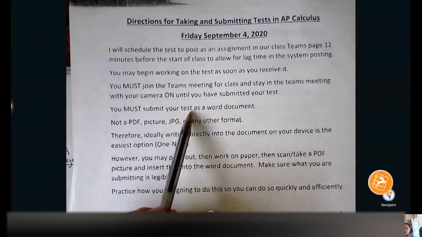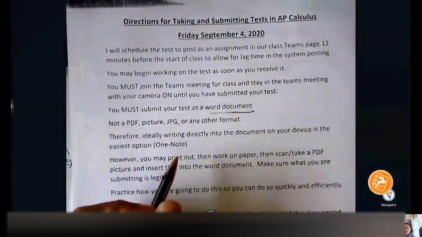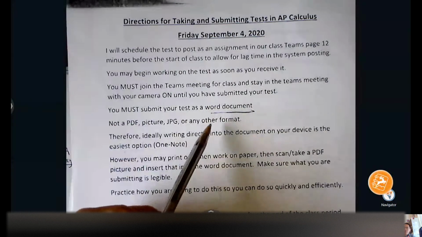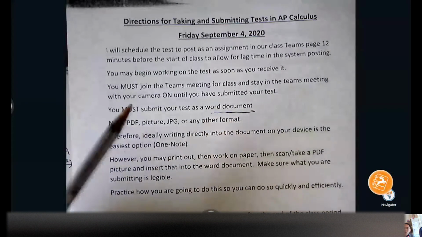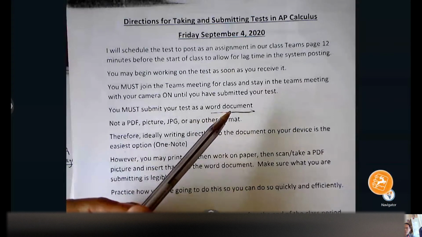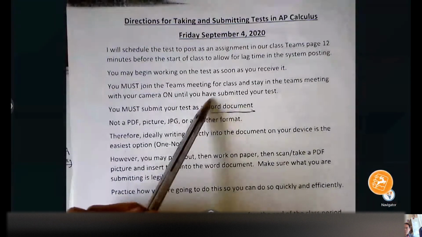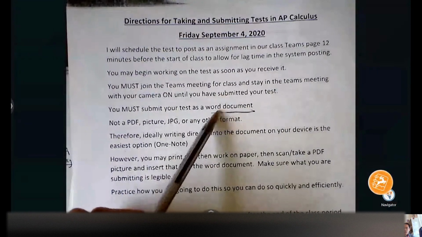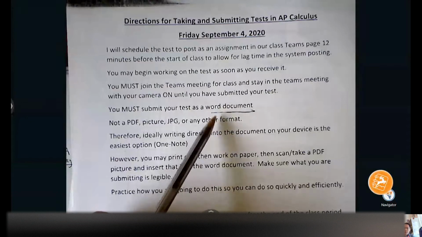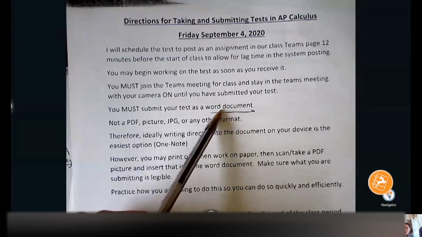You must submit your test as a Word document, and the reason why I need it as a Word document is because it will allow me to write directly on the test when I've graded. When I finish grading it, I'll be able to return it back to you, and I won't have to print it out and write on it and then scan it back in. It'll make my process a lot easier if you're able to submit it as a Word document.